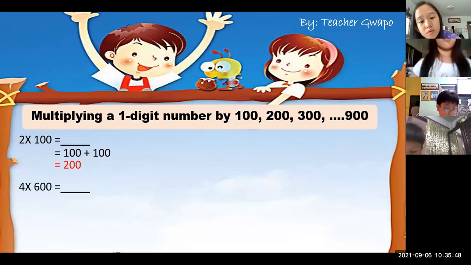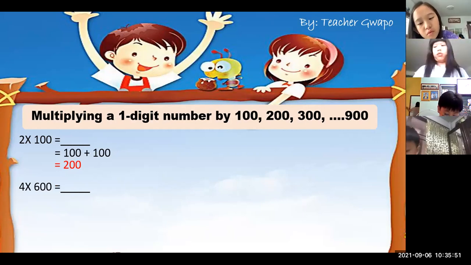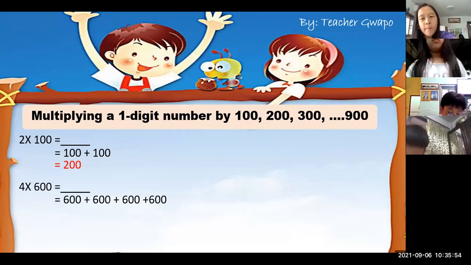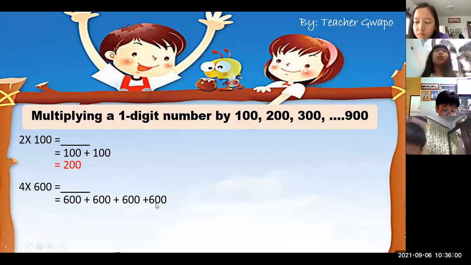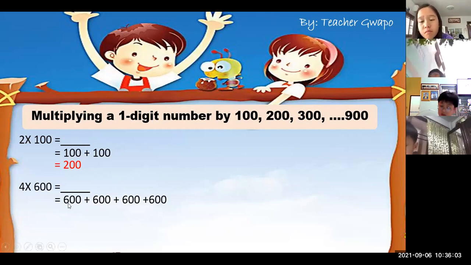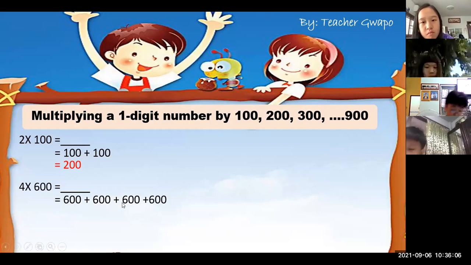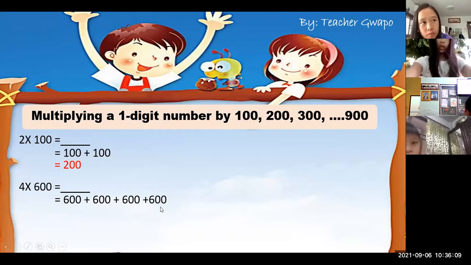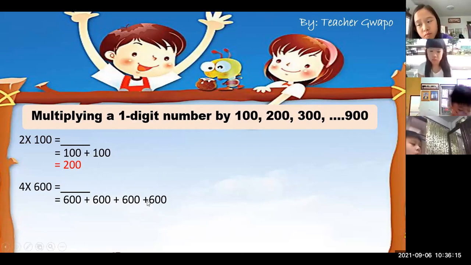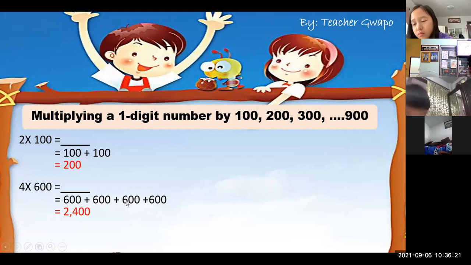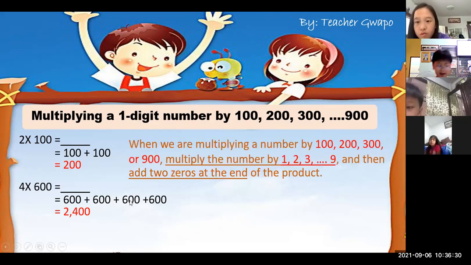Here is another one. 4 times 600. So we will write here 4 600s. 1, 2, 3, 4. 4 600s. So we will add 600 plus 600 plus 600 plus 600. If we add 6 plus 6 plus 6 plus 6, what's the answer? It's equal to 24, and then we just add 2 zeros here. So 2,400. Now here, always remember, okay?